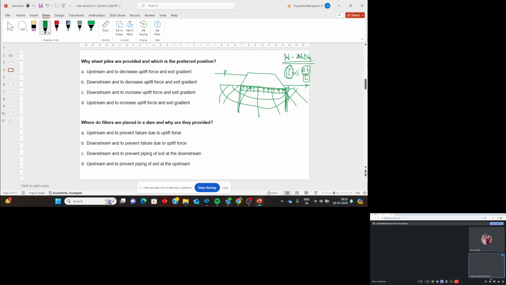Now what will happen? Water has to flow in this manner. It has to come through like this. During this, it will lose much of its energy. Seepage pressure is reduced. This is how the force reduces when you increase the L.